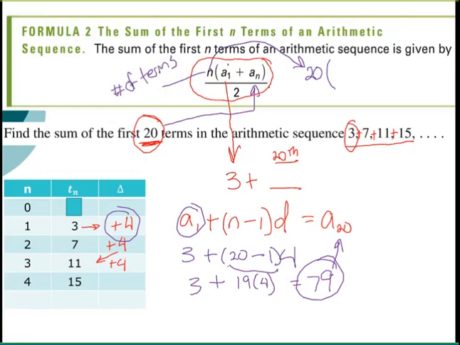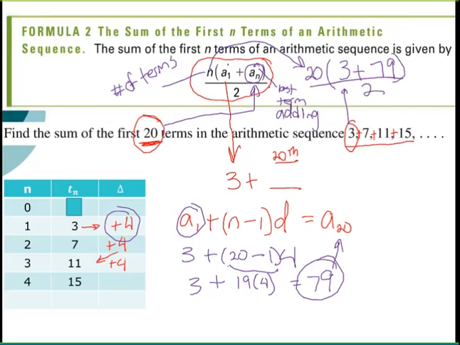A1 stands for the first term, which we know was 3, plus the last term. So this is your last term that you're adding. It's not actually the last term of the sequence because it goes on forever, but the last term that we're adding is the 79. That's the 20th term. And then the whole thing divided by 2.